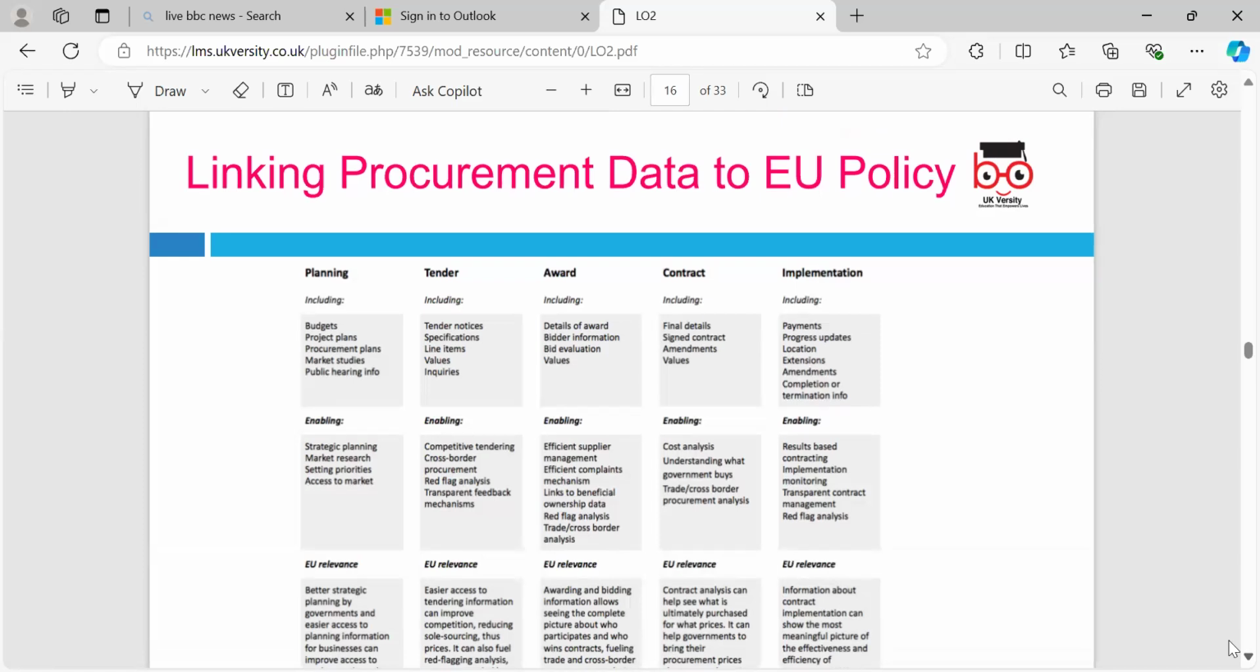Tenders: you give the tenders and award them on the basis of evaluation. Then you make the contract, with the signed contract, agreement, implementation, payment and progress all needing to be enabled. So in strategic planning, we need to enable competitive tendering and effective suppliers. Enabling also means cost analysis, results-based, how much has been spent and how much payment.